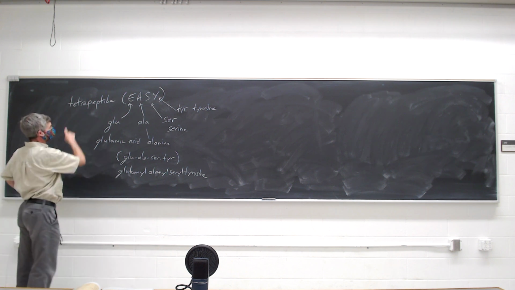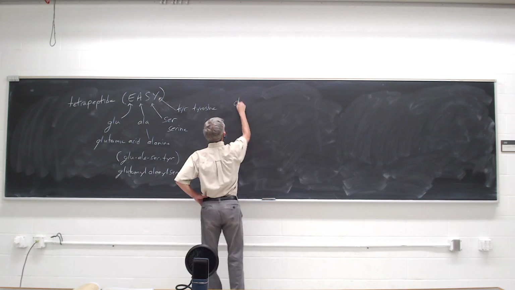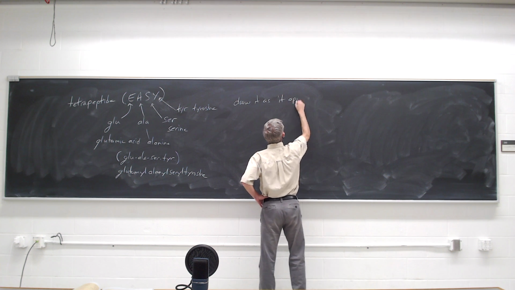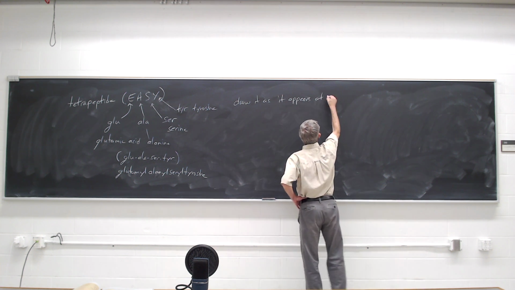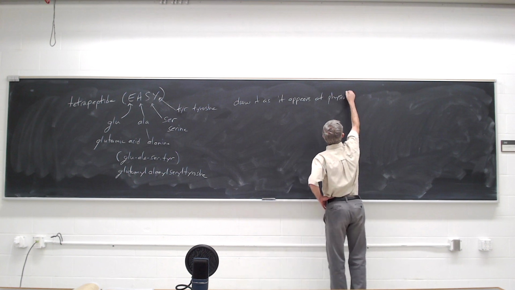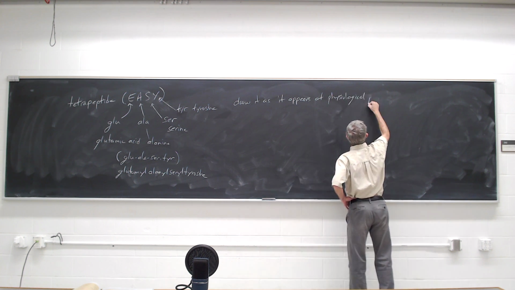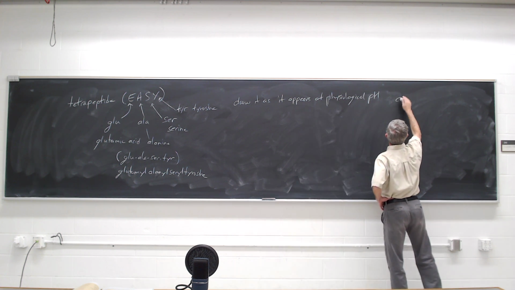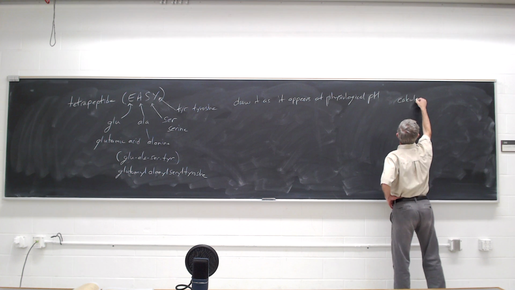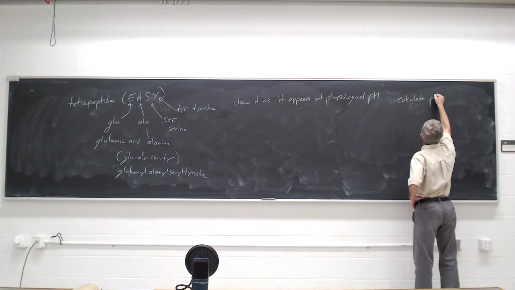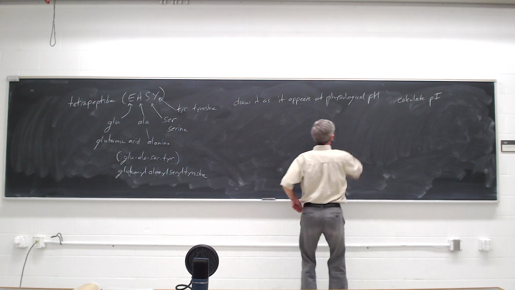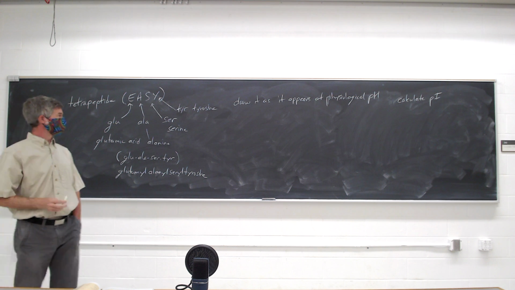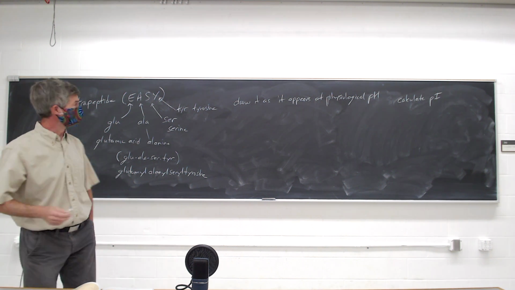So we'd like to do 2 things here. We'd like to draw it as it appears at physiological pH, and we'd like to calculate its isoelectric point. On the final, you'll have a peptide. You'll draw it as it appears at physiological pH, and you'll calculate the isoelectric point.